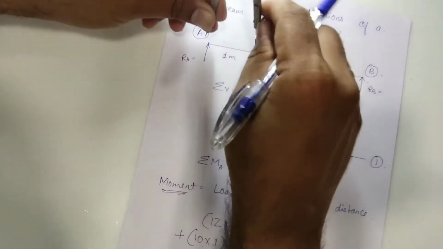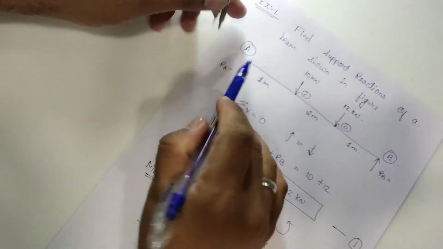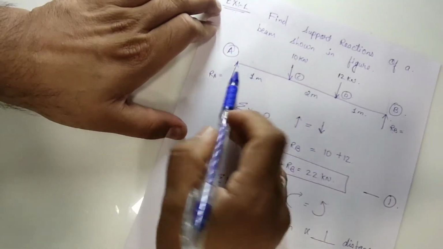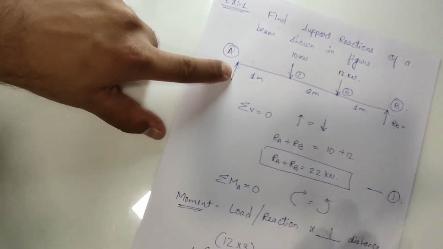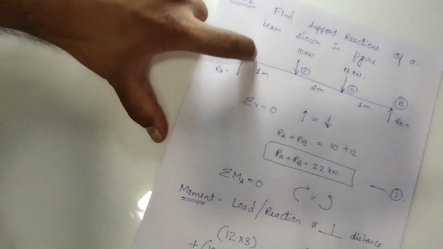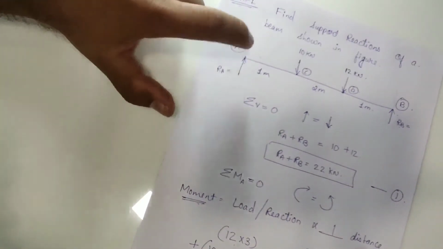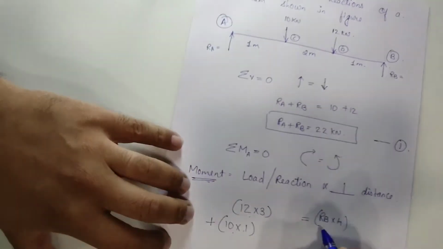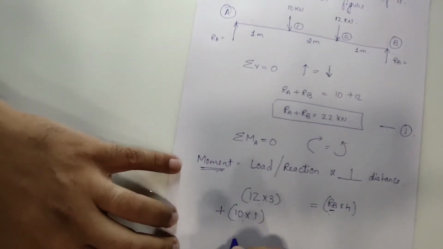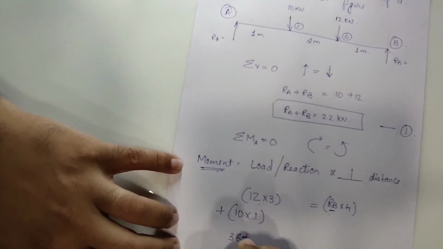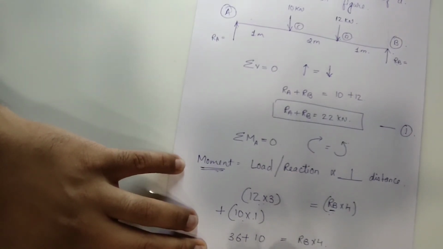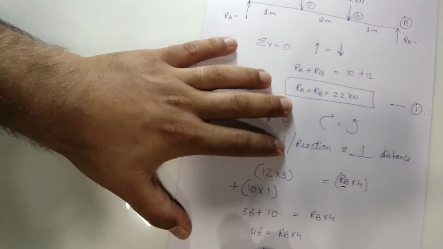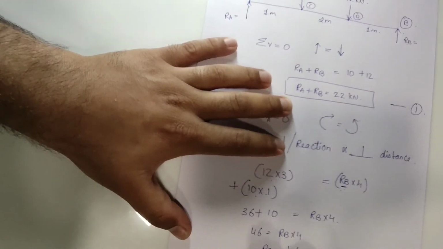And last one, if I am calculating this A support moment only, suppose if I am taking RA into perpendicular distance at A is 0. So RA into 0 is 0. So this moment we cannot take, since it becomes 0. So only one unknown is remaining. So 12 into 3, that is 36, plus 10 into 1, that is 10, is equal to RB into 4. 46 is equal to RB into 4. So my RB is equal to 46 by 4.